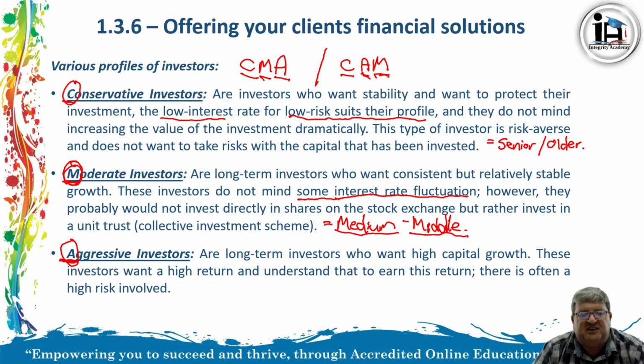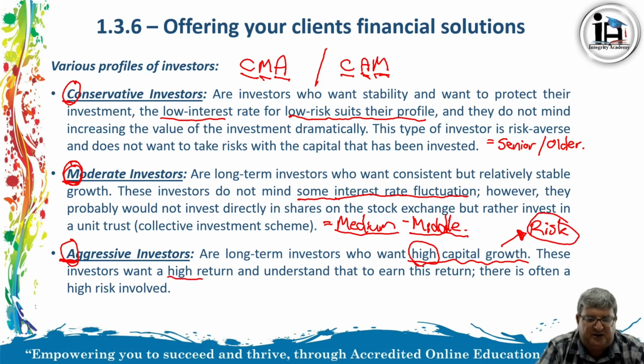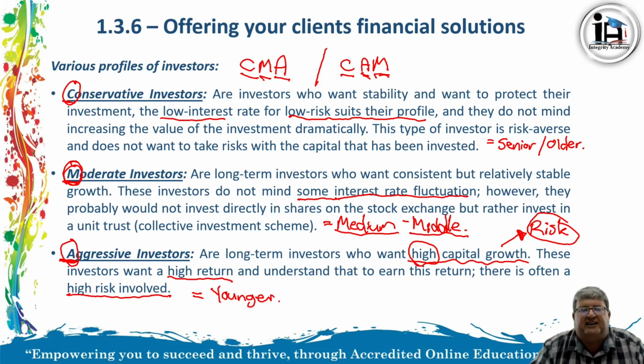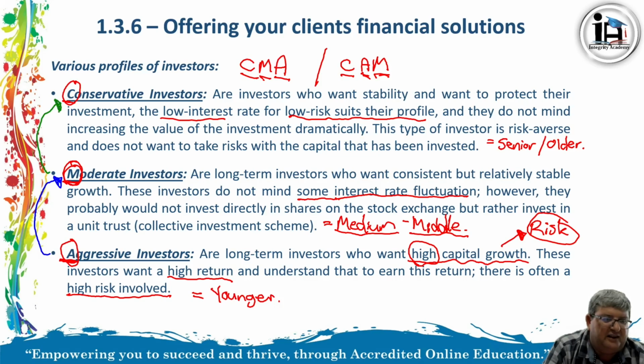And then we get at the bottom your aggressive investors. They are long-term investors who want high capital growth. And what do we know about high capital growth? If you see that high, it means risk. They're taking risk here. These investors want high return, and we know high return is high risk, and they understand that to earn this return, there is often high risk involved. And that will normally be your younger generation, because they've got plenty of years ahead of them. So if things go bad, they've got plenty of years still to save, and then maybe later on in life when they get older, they'll move from aggressive to medium, and when they get older still, they will move from medium to conservative. All right.